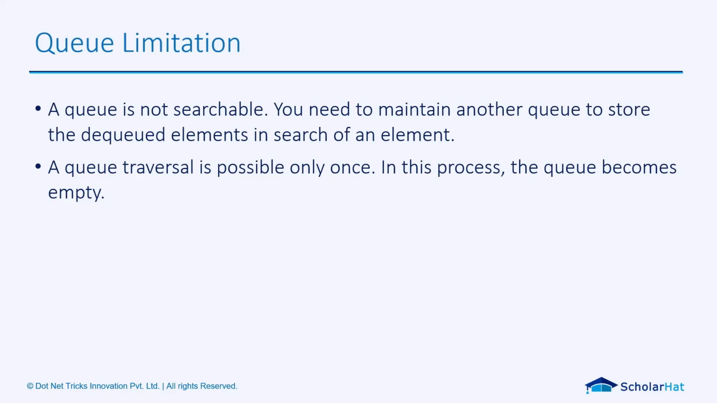Now there are a few limitations of a queue. The queue is not searchable, so you need to maintain another queue to store the dequeued elements to search for an element. Queue traversal is possible only once. In this process, the queue becomes empty, because we need to take out the elements one by one. So this is the theory about the queue. Now we'll write the code and see how the implementation is done. Let's go to that part.